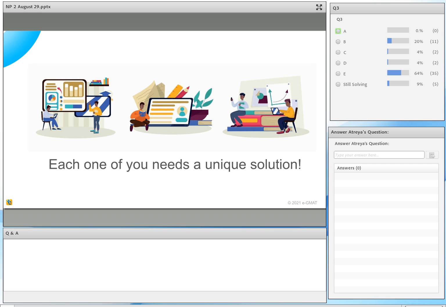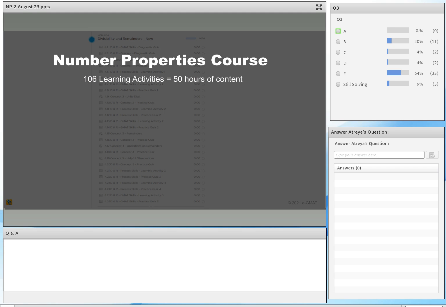Why do we have this? The only reason we have this is because we have made a product that is adaptive in nature. So understand this: if you know half of the things that are there in number properties, do you need to go through the full course? Not at all, right? That is what we have delivered through our Quant 2.0 course, because we know that every one of you needs adaptive learning that is suitable to your needs.